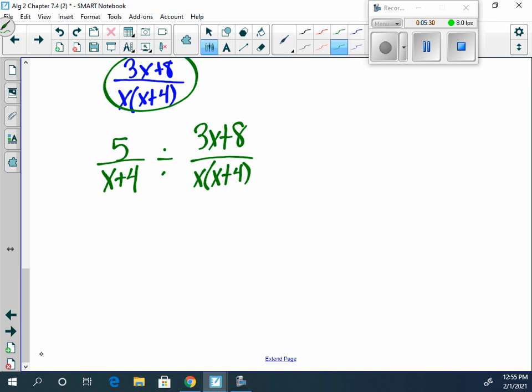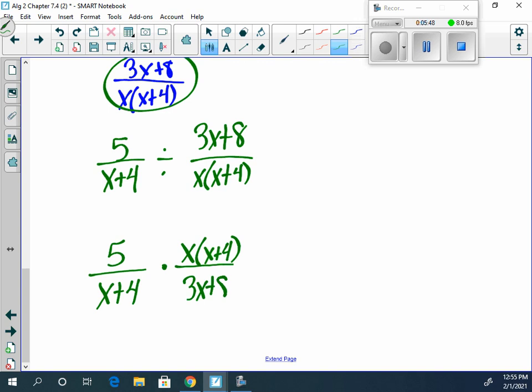So once we have one fraction on top and bottom, we rewrite it as division. But we don't really divide fractions. We change it from division to multiplication and flip the second rational expression. We flip the second fraction. Any questions on this so far?